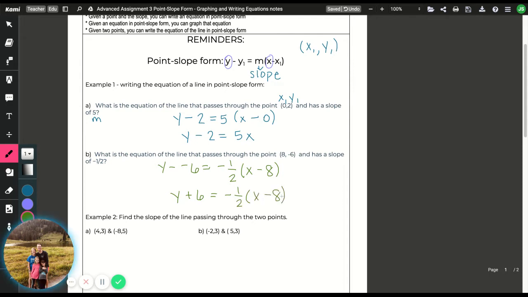There might be times they ask you to change the equation or to convert it into slope-intercept or something like this. But these asked you to write it in point slope form. So you are done right there. That is point slope form.